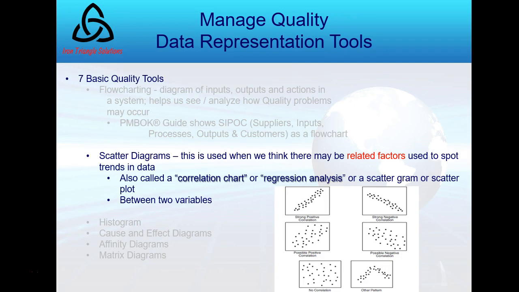The center left is a possible positive because it's generally going up and to the right. And then the one to the right of that is a general negative correlation. And at the bottom, you see no correlation at all. Just ways you might see it. It's relating between two variables.